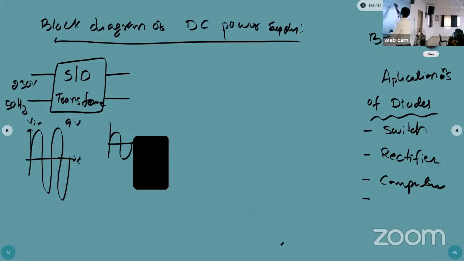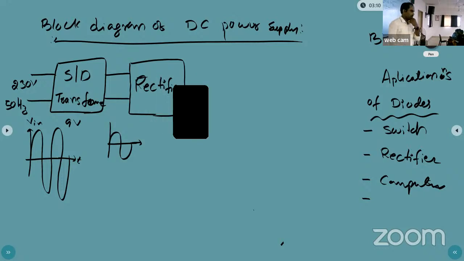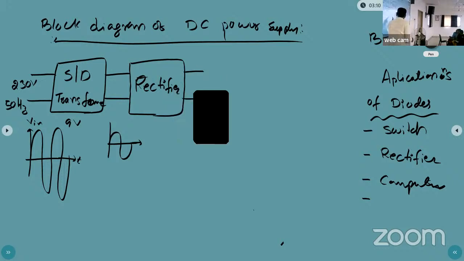So the amplitude is reduced because we are using the step down transformer. And this step down transformer output we are connecting to a rectifier. We are not connecting the direct power supply to our mobile phone. So first we use the step down transformer, then the rectifier. Okay, now what is the rectifier? Here the rectifier input is a bidirectional voltage.